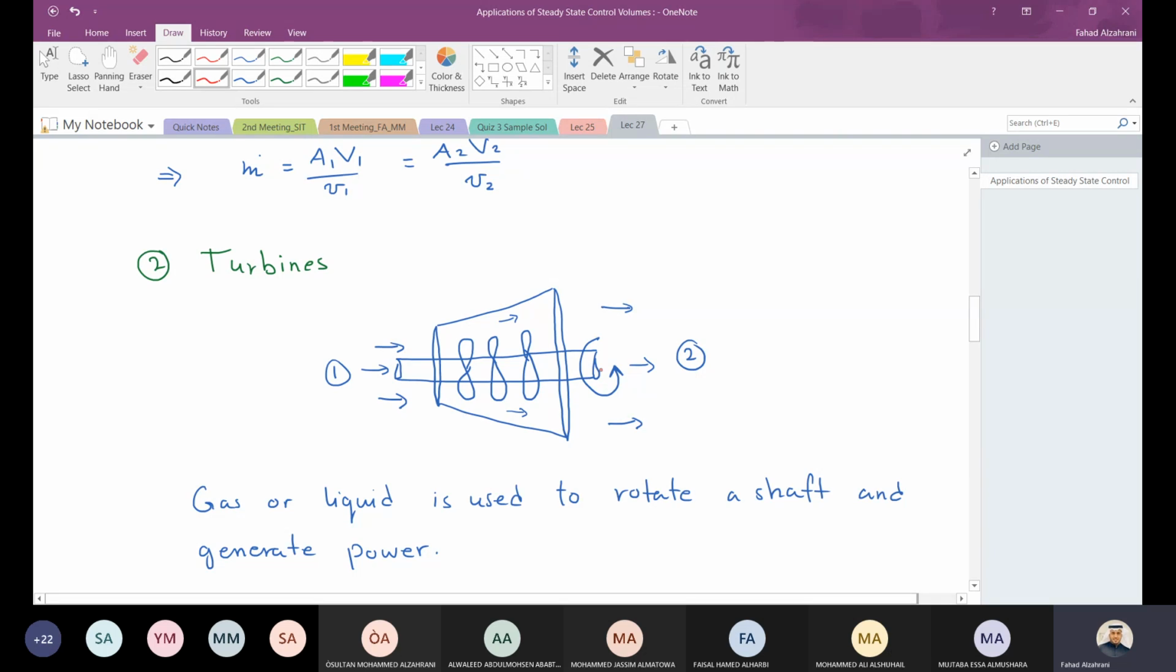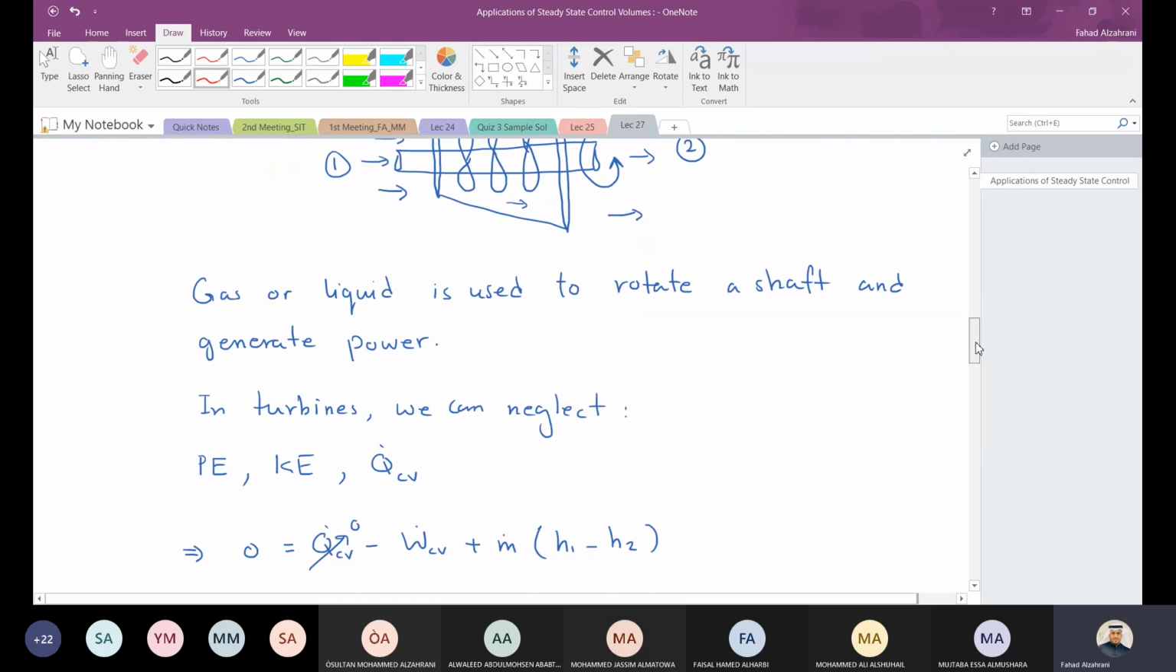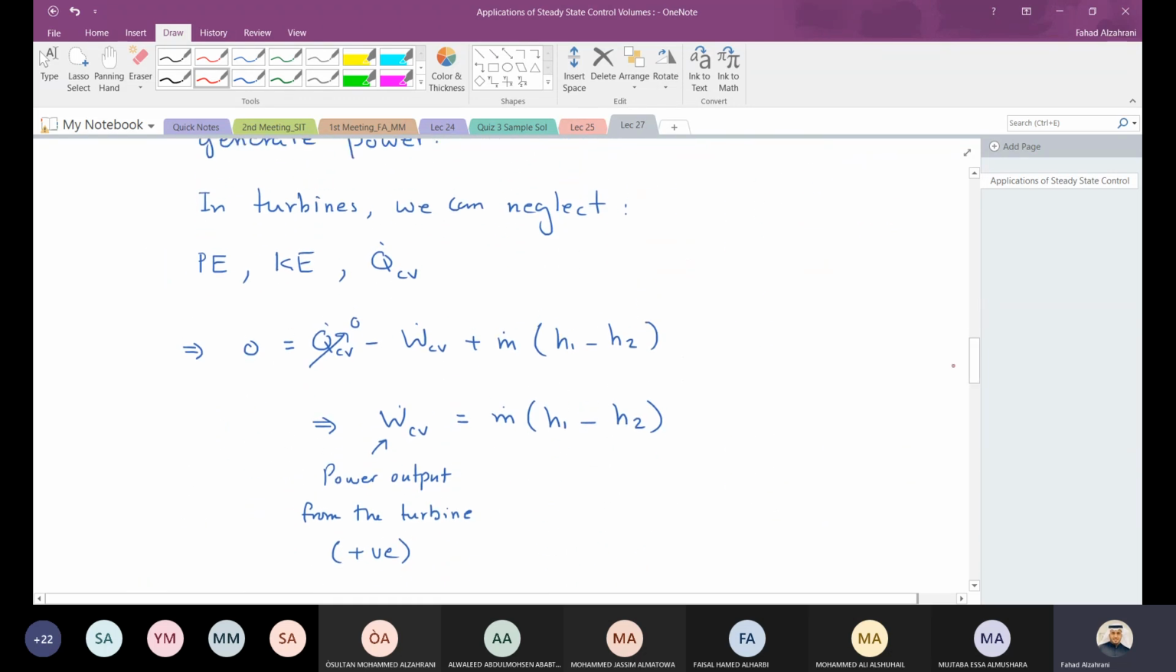I cannot neglect work. Usually heat transfer outside of the turbine can be neglected, as well as potential and kinetic energy. So if we do this, we end up with this equation where the work, after neglecting heat transfer and kinetic and potential, so the output work is simply m dot h1 minus h2. Since this is work output, that means the system is doing work on the shaft. So this is work done by the system, right?